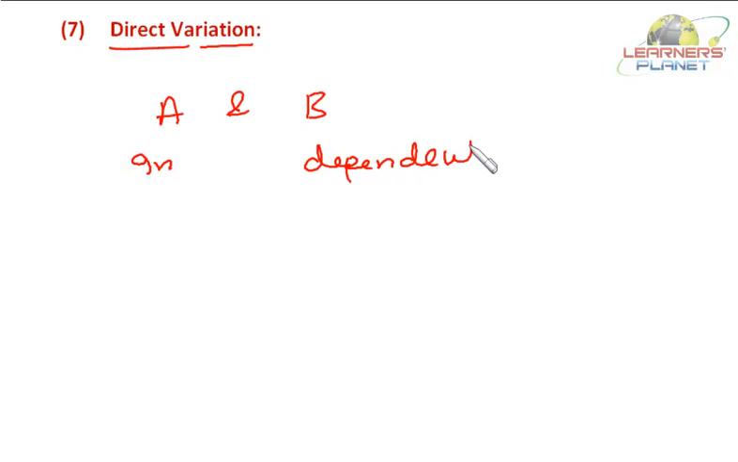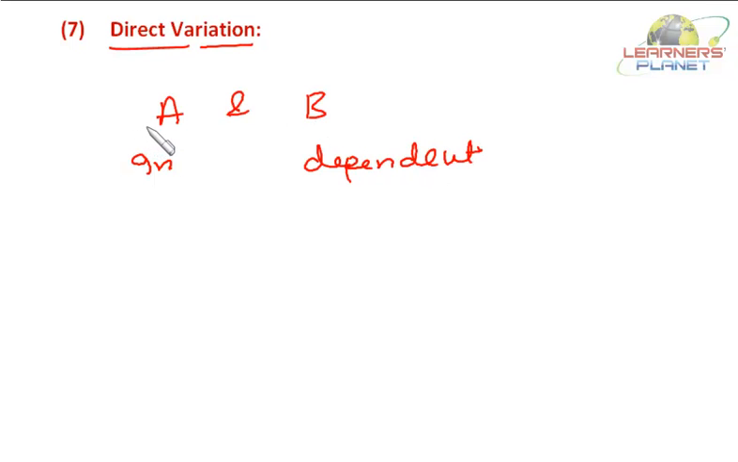Now let's discuss the term direct variation. What is direct variation? Suppose I have two quantities A and B. One of them will be independent and the other will be dependent. In fact, B is dependent on A.